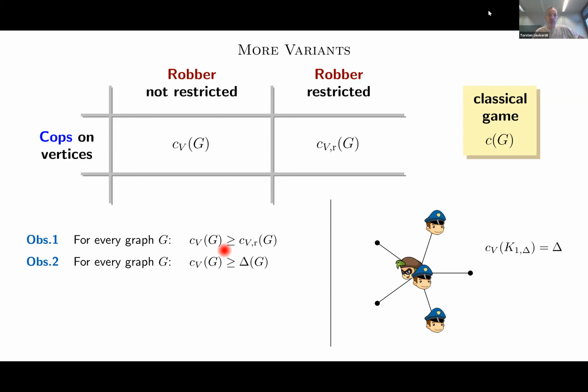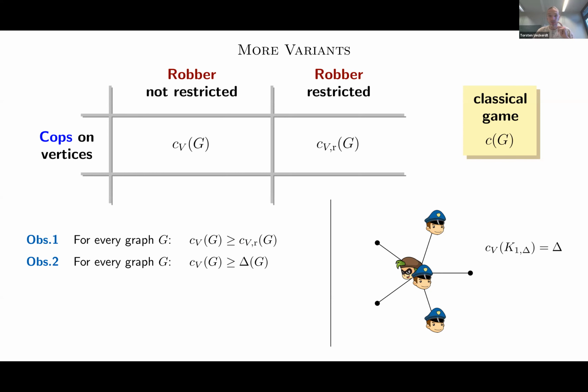First observation: the unrestricted surround variant COP number is at least the restricted surround variant COP number. So the number of cops that you need in the restricted mode is at most the number of cops that you need in the unrestricted mode. Of course, because restricting was only restricting the robber. We just made it harder for the robber, so it's easier for the cops. So the number of cops that I need should go down. So it's a trivial inequality.